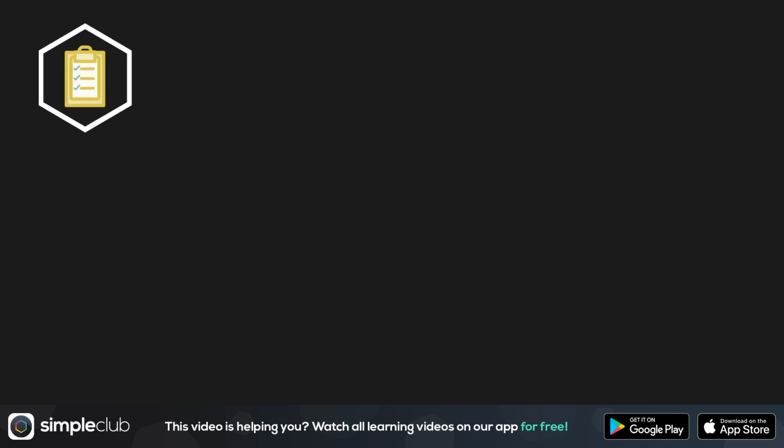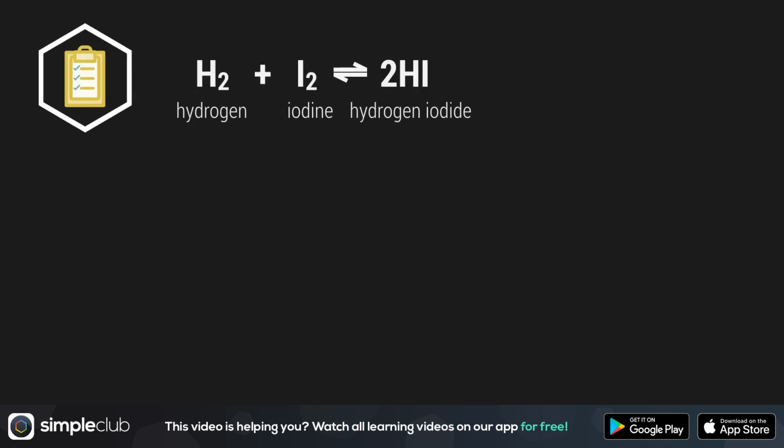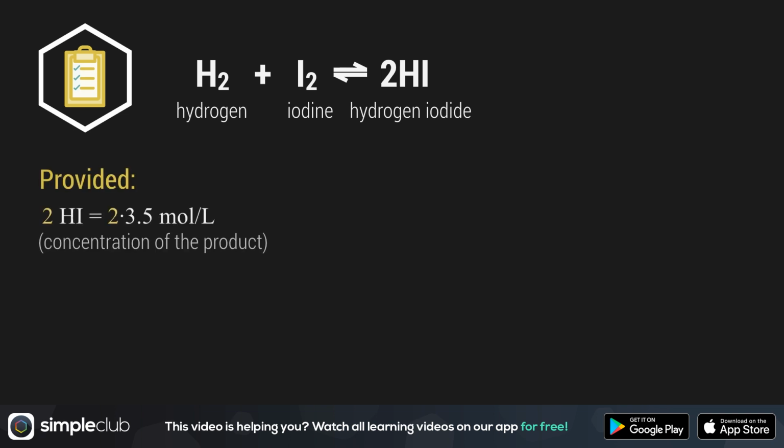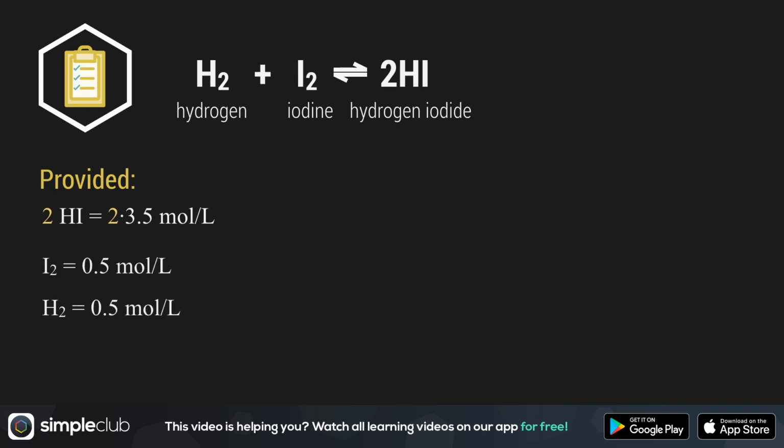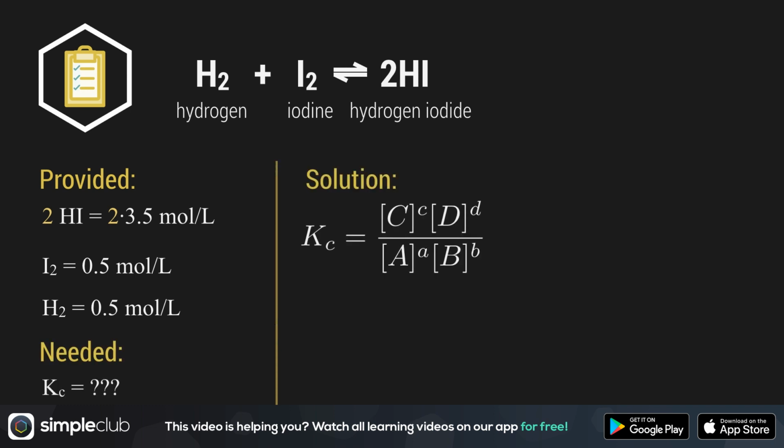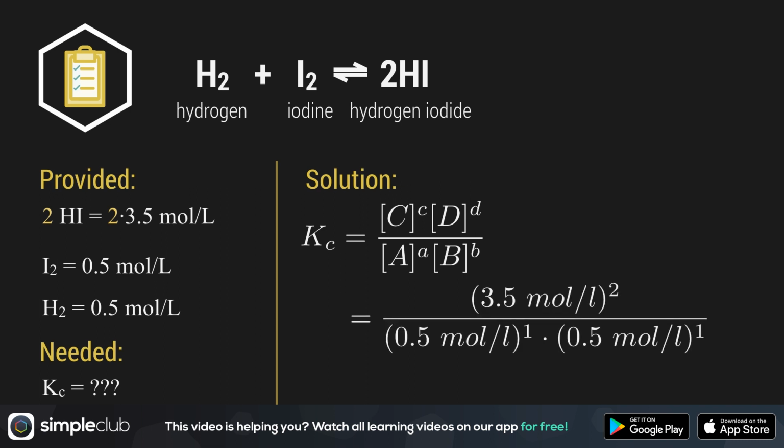Let's look at the equilibrium reaction of hydrogen and iodine to hydrogen iodide. At a certain temperature, you can obtain a concentration of 3.5 moles per liter of hydrogen iodide. This 3.5 moles per liter is our concentration of the product. The starting substances, that is, the reactants iodine and hydrogen, are each present in concentrations of 0.5 moles per liter. In order to find out the equilibrium constant Kc and know which direction the equilibrium is going to shift, we'll insert the values into the law of mass action.